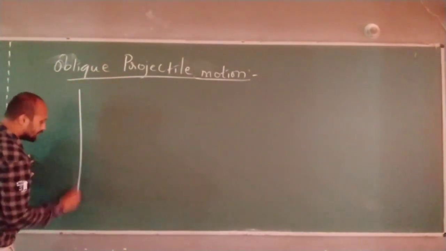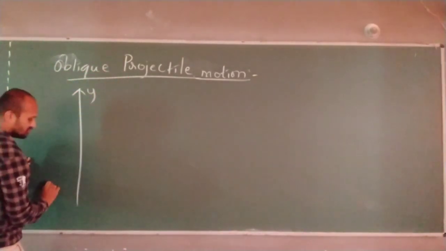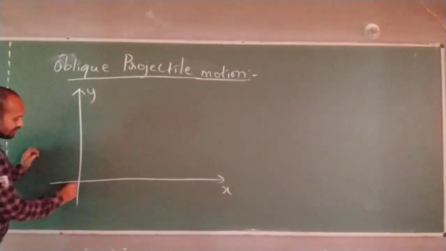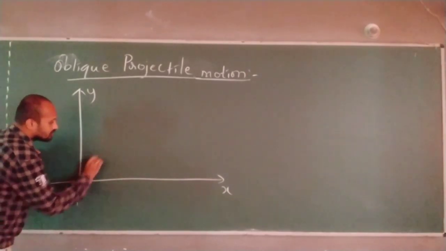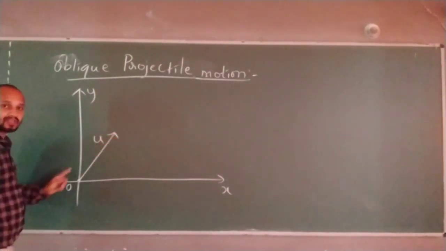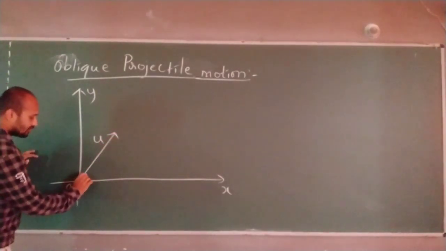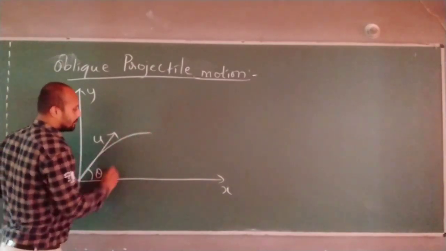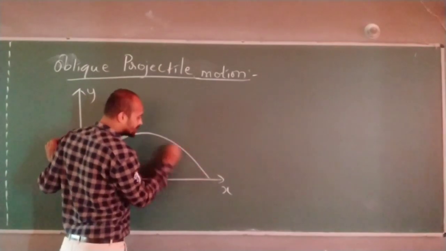Same diagram I am going to take. Let's take this is y-axis, this is x-axis, and this is the point of origin. One body is being projected with initial velocity u, which makes an angle theta. This body will travel a path like this.